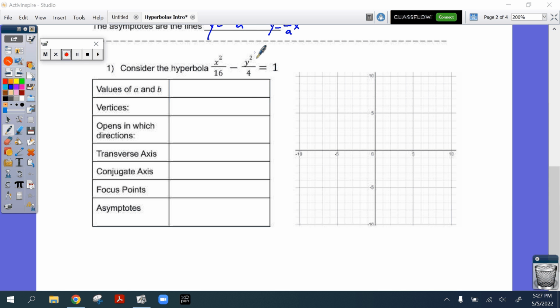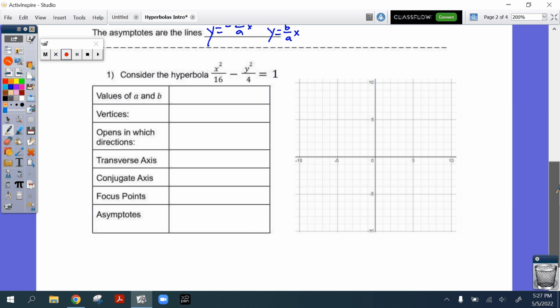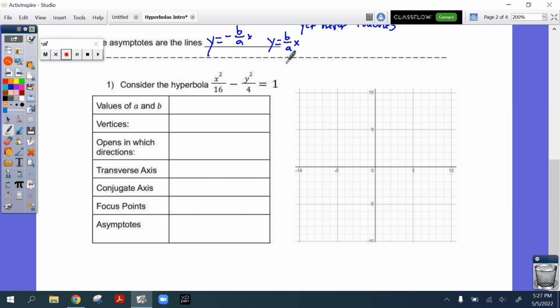Okay, we're going to do an example now. We have this equation here: x squared over 16 minus y squared over 4 equal to 1. So what we're going to do is consider that as our hyperbola, and find its properties.